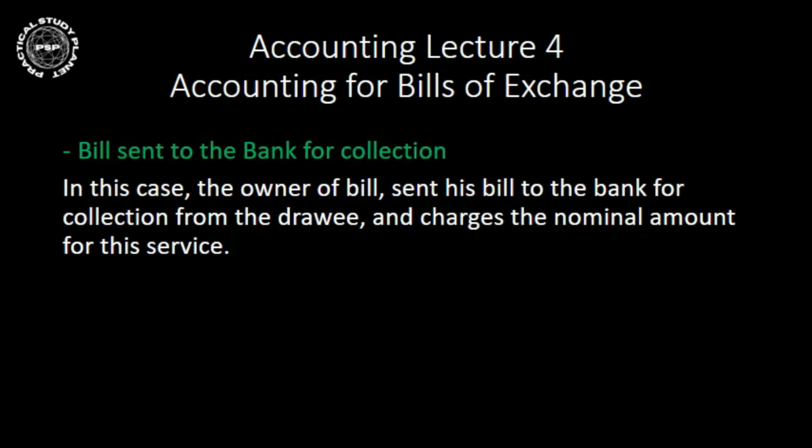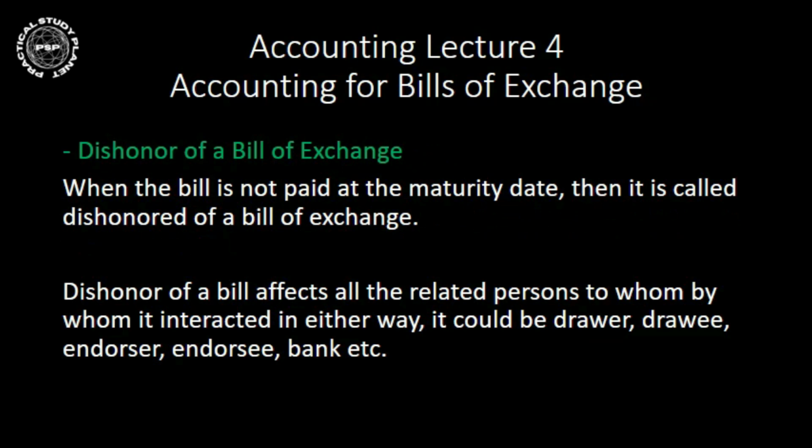Dishonor of a bill of exchange. When the bill is not paid at the maturity date, it is called the dishonor of a bill of exchange. Dishonor of a bill affects all the related persons by whom it is interacted with in either way. It could be the drawer, drawee, endorser, endorsee, bank, etc.